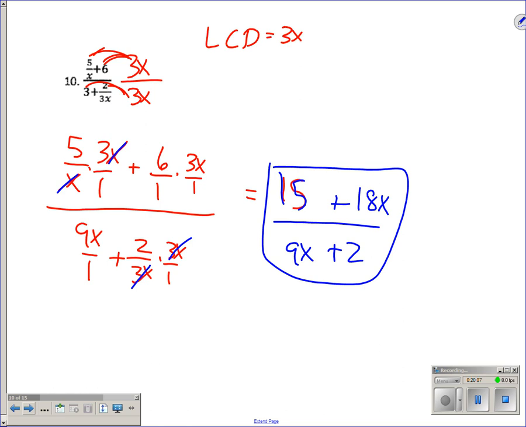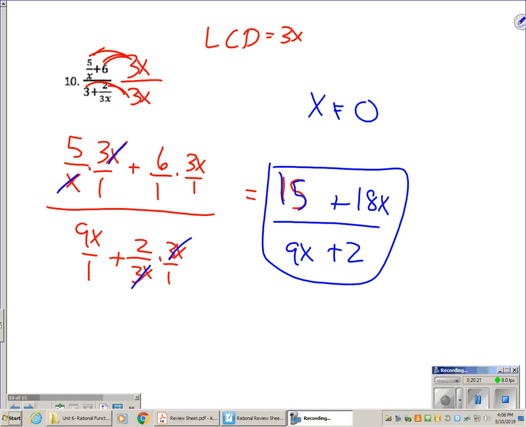As far as restrictions go, what x cannot equal in these problems is just what the little mini fractions cannot equal. And in this case, it's just 0. x cannot equal 0. I don't want you to worry about finding the restrictions for complex fractions. But just know it's just what makes the little mini parts 0.